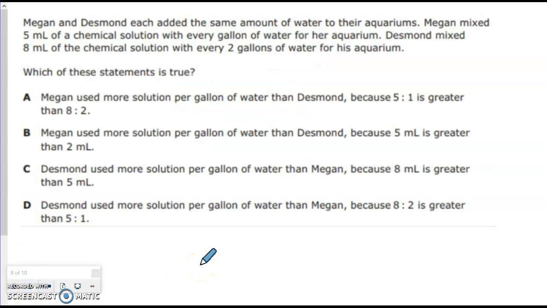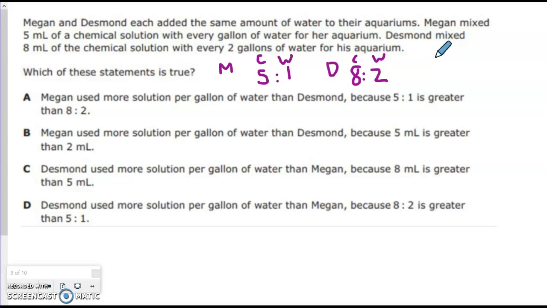Okay, this one we've done before too. We have Megan and Desmond. They're mixing chemicals. Megan mixed 5 milliliters with every gallon. So this is Megan. She's mixing chemicals and water: 5 milliliters of chemicals to 1 gallon of water. And then Desmond, with his chemicals and his water, is doing 8 milliliters of chemicals with 2 gallons of water.